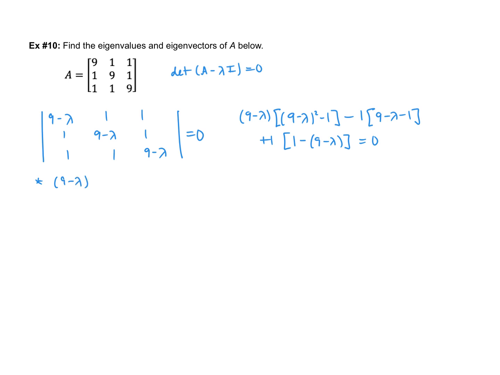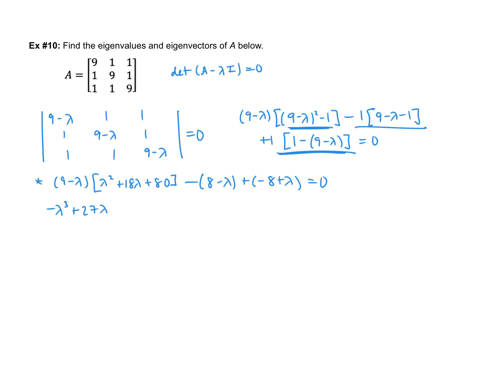So I'm going to continue down here. I have 9 subtract lambda, and then in parentheses, if I multiply this out, it gives me lambda squared, add 18 lambda, add 80. This next one then, I'm subtracting 8 subtract lambda. And then lastly, I have negative 8 add lambda, and all of that is equal to 0. Again, unfortunately, this does not factor, so we're going to have to start multiplying some things out. So I have negative lambda cubed, add 27 lambda squared, subtract 242 lambda, add 720, subtract 8, add lambda, subtract 8, add lambda.